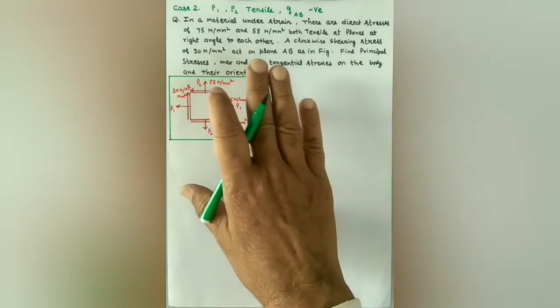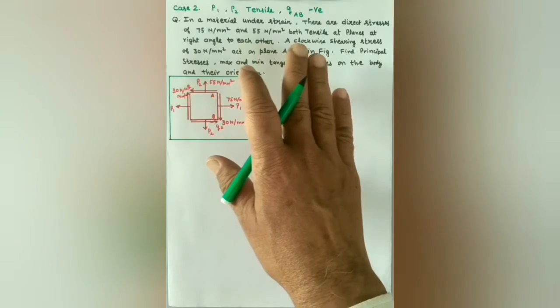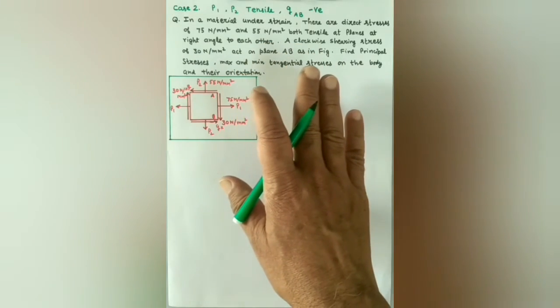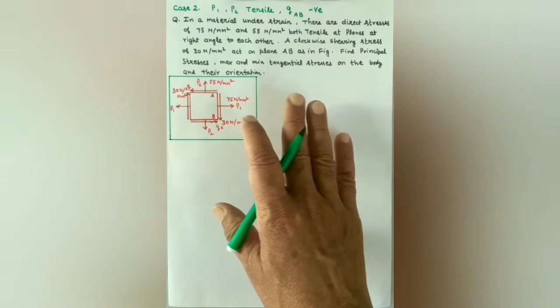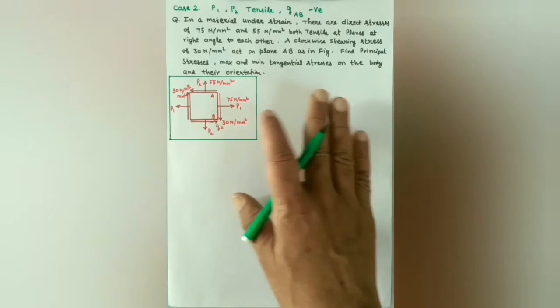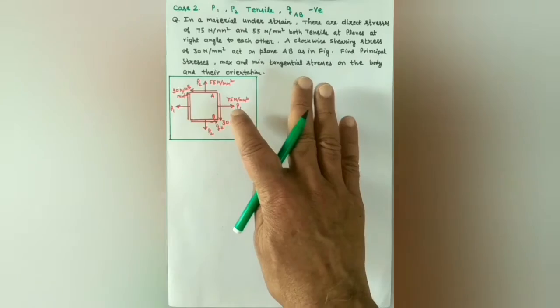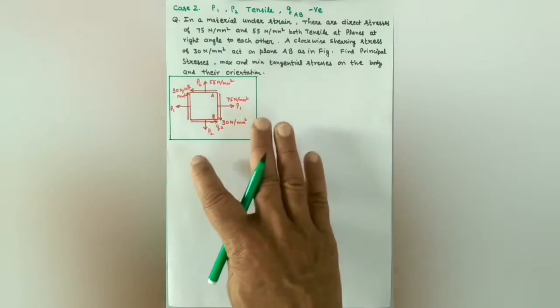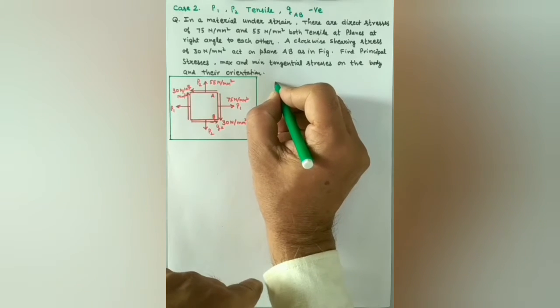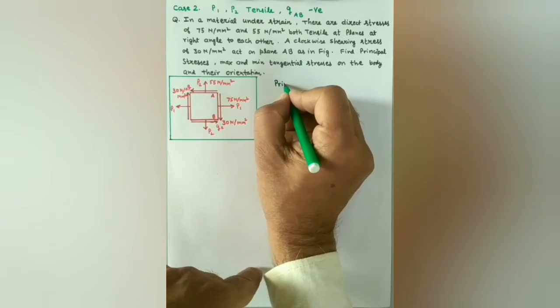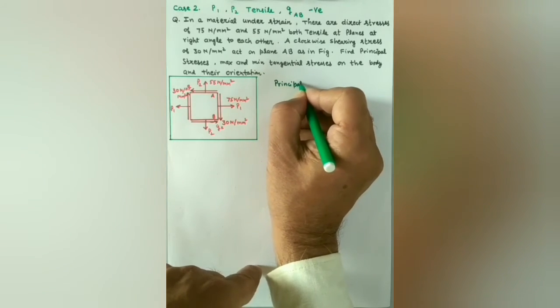In a material under strain, there are direct stresses of 75 Newton per mm square and 55 Newton per mm square, both tensile at planes at right angle to each other. A clockwise shearing stress of 30 Newton per mm square acts on plane AB as in figure. Find principal stresses and maximum and minimum tangential stress on the body and their orientation.